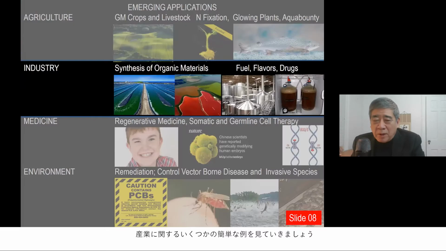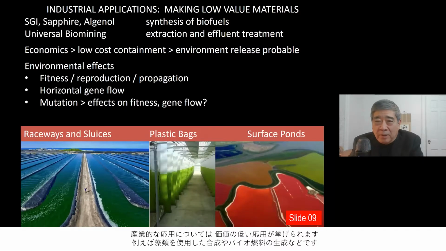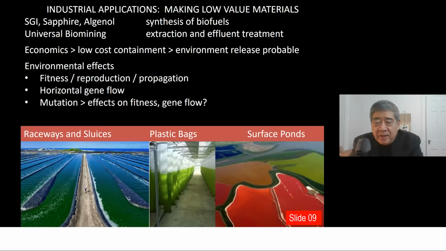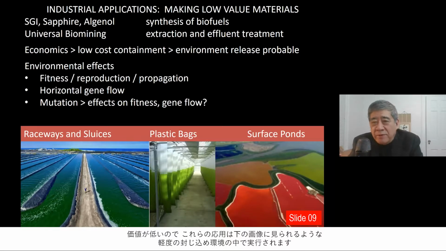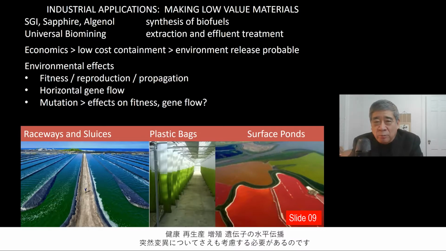Industry. Let's go through a couple quick examples here. In terms of industrial applications, you can talk about low value applications, making biofuels, for example, using algae. And because it's low value, typically those kinds of applications are going to be in lightly contained settings of the sort that you see in the images at the bottom. But because they're lightly contained, you have to worry about environmental release, and you have to worry about fitness, reproduction, propagation, horizontal gene flow, and even mutation.